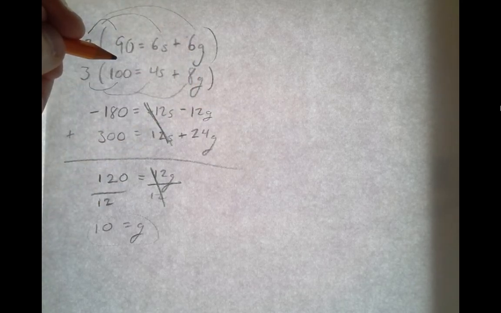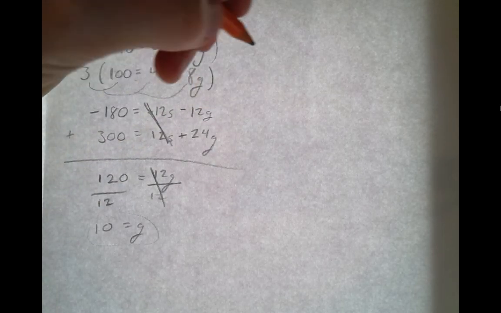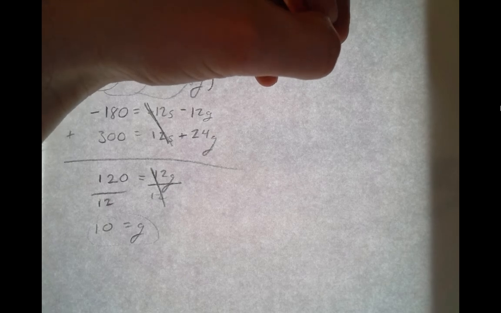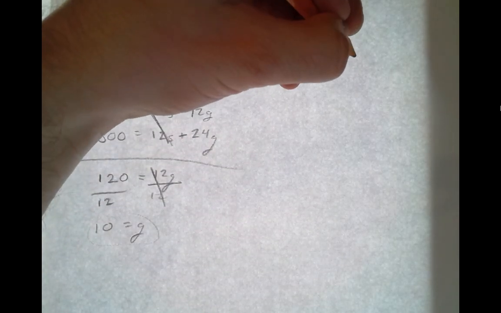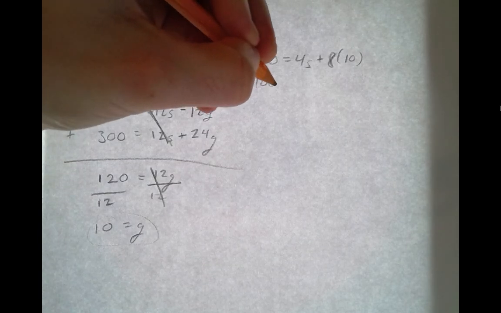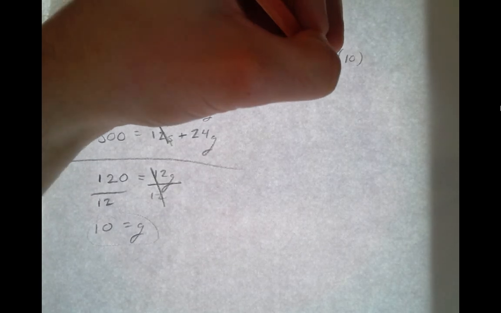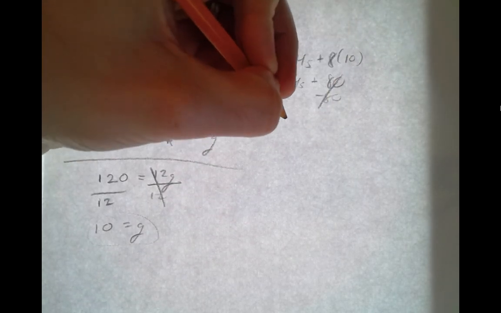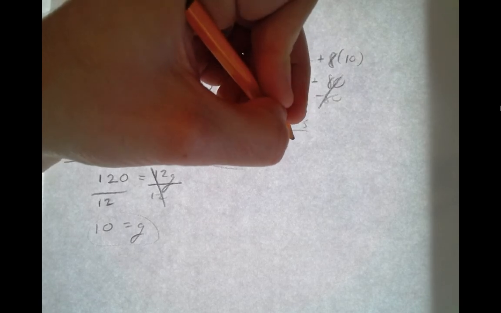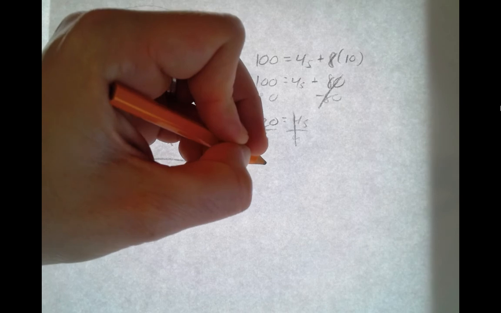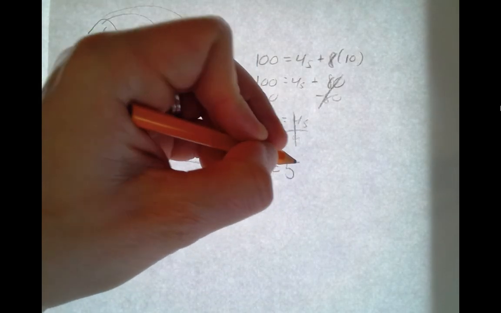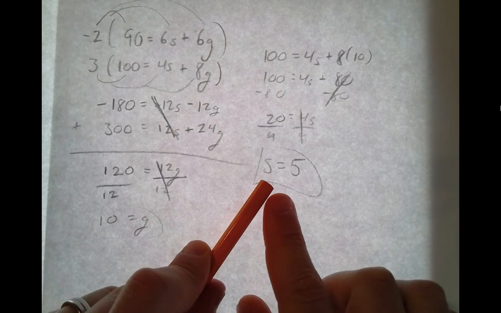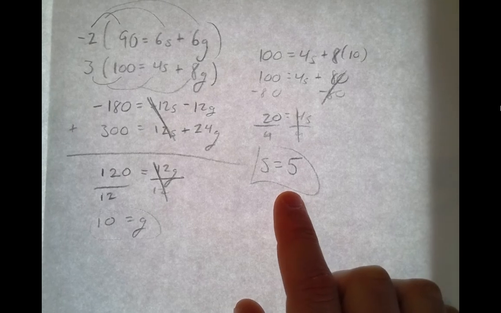Bring it back, plug into one of these guys. I'll plug into this, and we're done, right? 100 equals 4s plus 8, instead of g, I'm going to put 10. 100 is equal to 4s plus 80. Subtract 80 from both sides, and you've got 20 is equal to 4s. Divide both sides by 4. And we find that s is equal to 5. So the generator is going to cost us $10 per hour of use, and the sprayer is going to cost us $5 per hour of use.